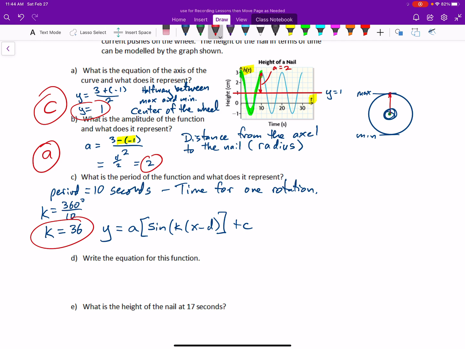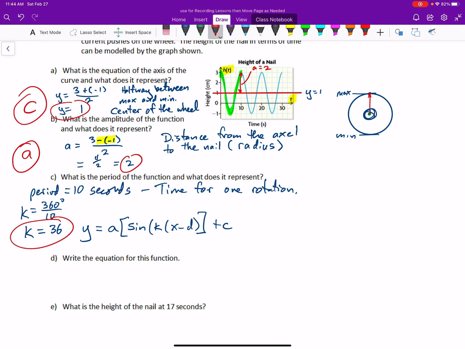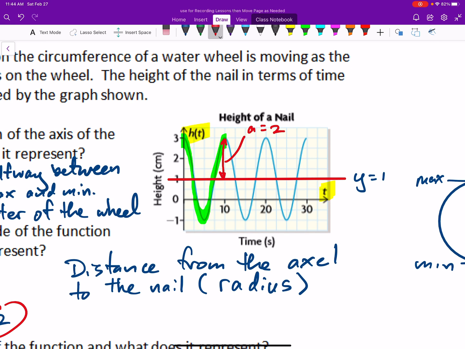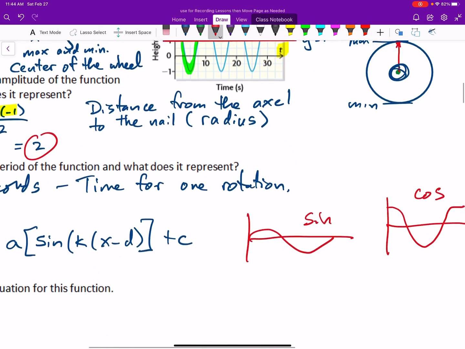I have to decide whether I want sine or cos. Remember, sine looks like this. Cos looks like this. These are very rough sketches, of course. But cos starts at the maximum, whereas sine starts at the axis of the curve. This graph, clearly, if I look at the y-axis, is starting at the maximum. I would go with cosine. I can write this equation in terms of sine, but then I'd have to involve a horizontal shift, which makes things a little bit trickier. Not that big a deal, but let's keep it simple and stick with cosine.